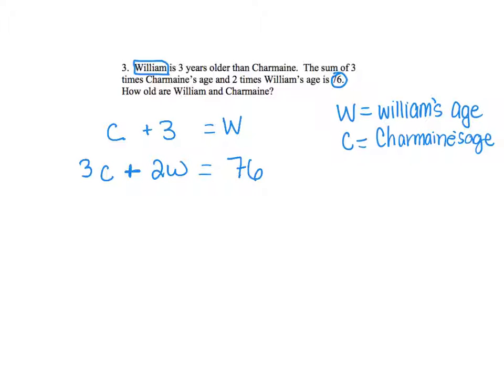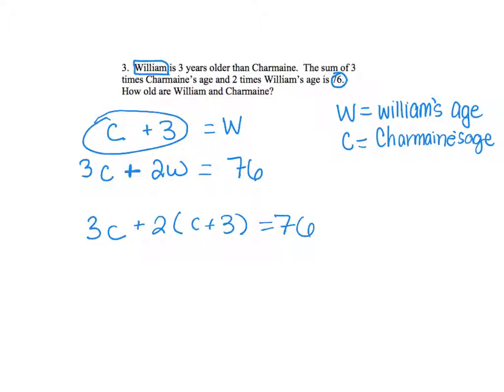Now I'm just going to use elimination. Actually, I don't need to use elimination here. I can use substitution again. I'm going to substitute this in for W. So we've got 3C plus 2 times C plus 3 equals 76. If I would have used elimination on this problem, I would have had to put this into standard form. So C plus negative W equals negative 3, and dealing with negatives, it just gets messy from there. So it's easiest just to use substitution for this problem because initially it's already set up for that.